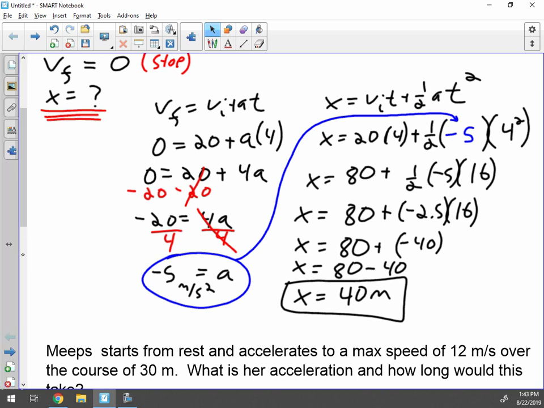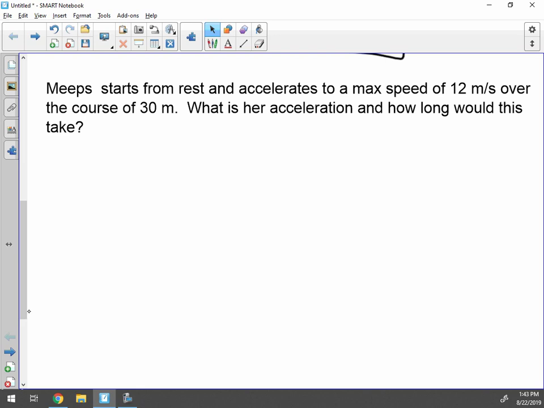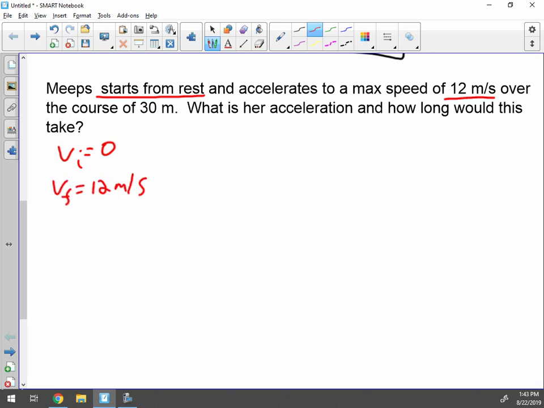So this problem, I'm going to once again highlight what I know. We know it starts from rest, so that tells us VI equals 0. We have a max speed of 12 meters per second, so that's going to be my final speed. I know 30 meters, that is my distance. I'm trying to find the acceleration, and I'm trying to figure out how long, that is the time.